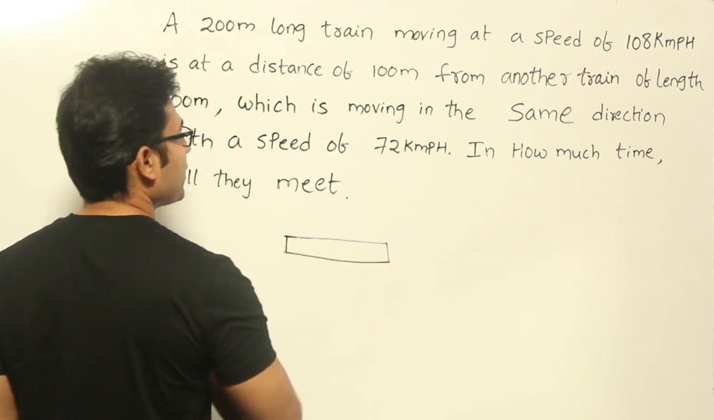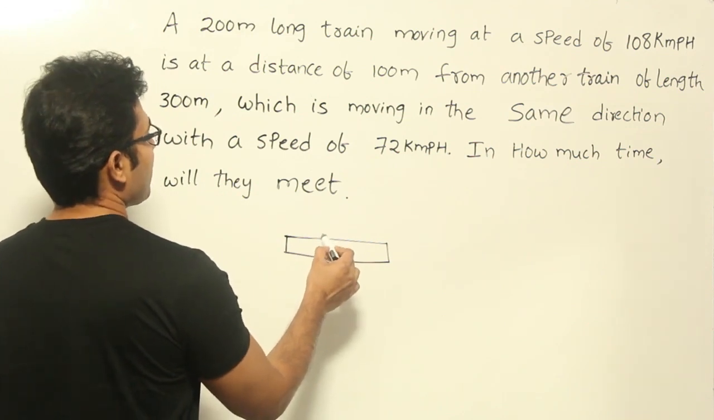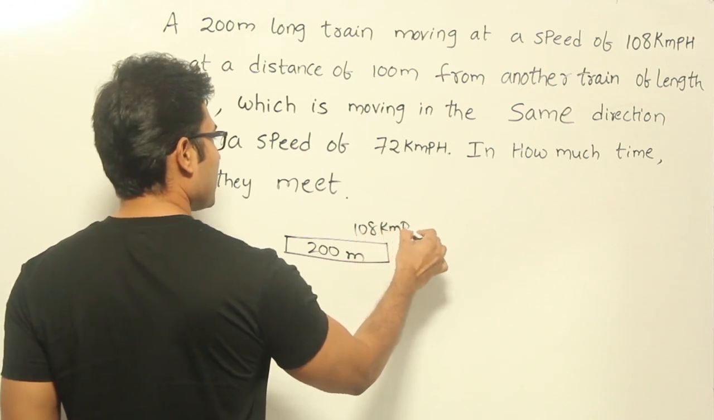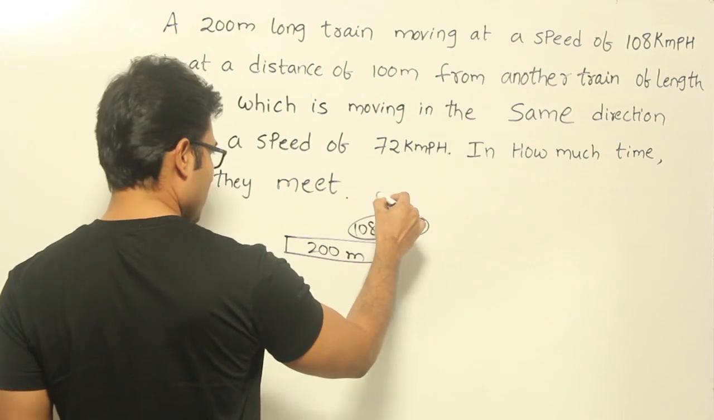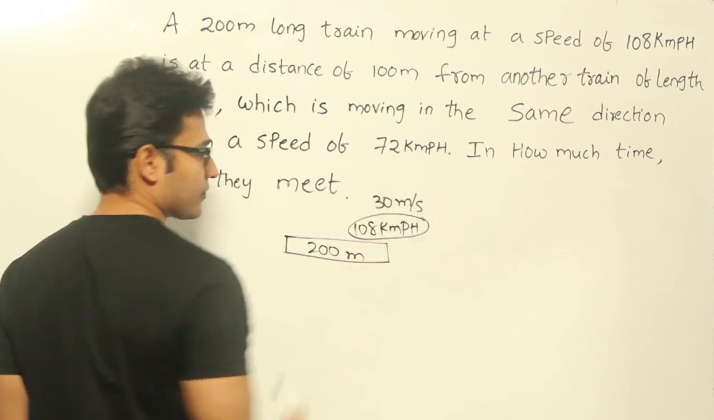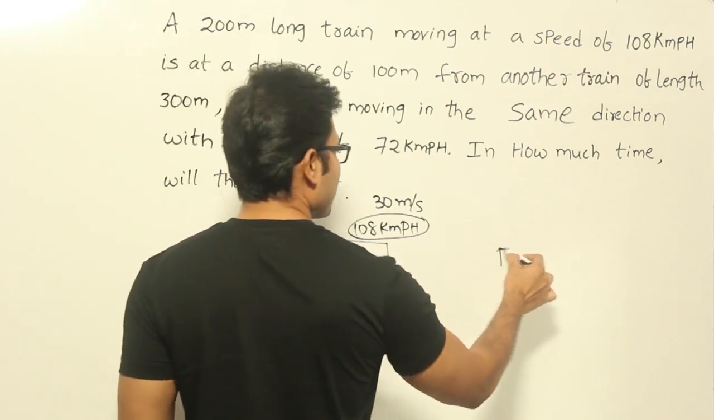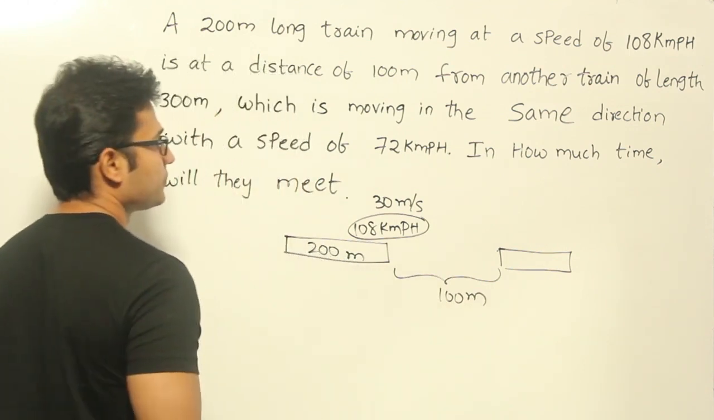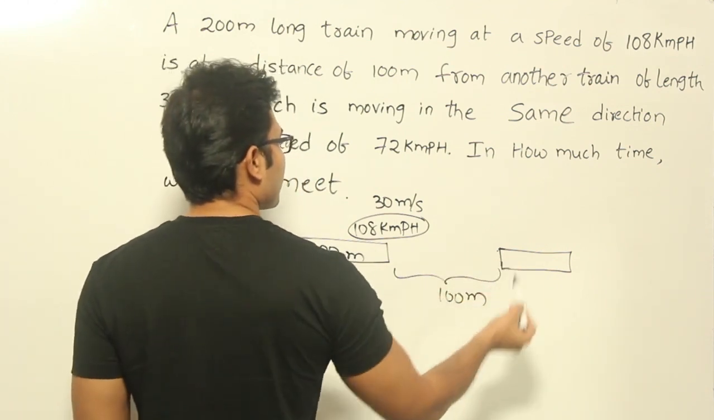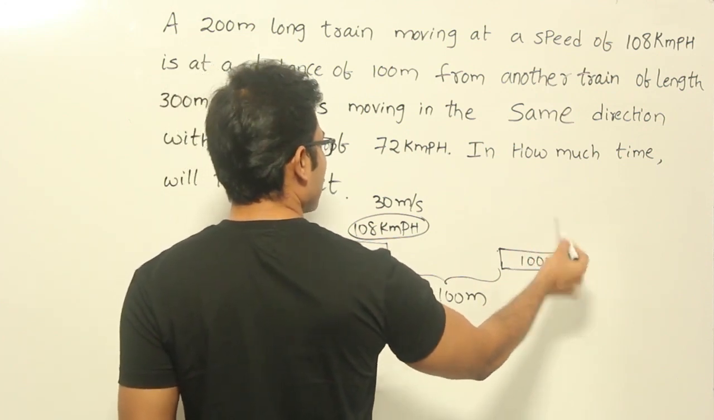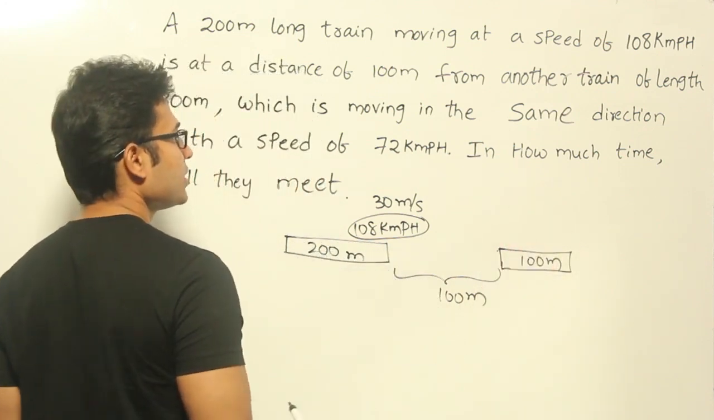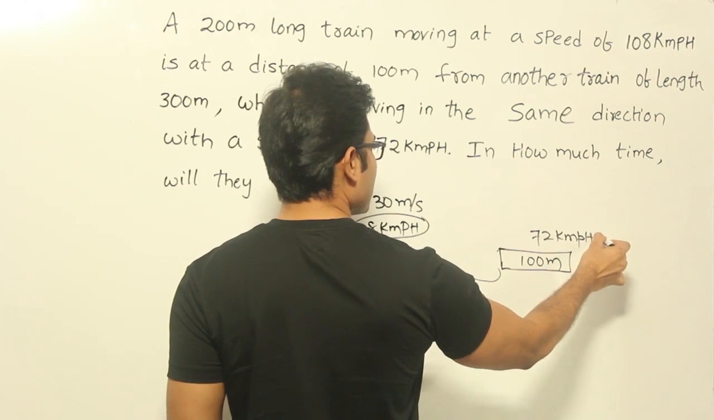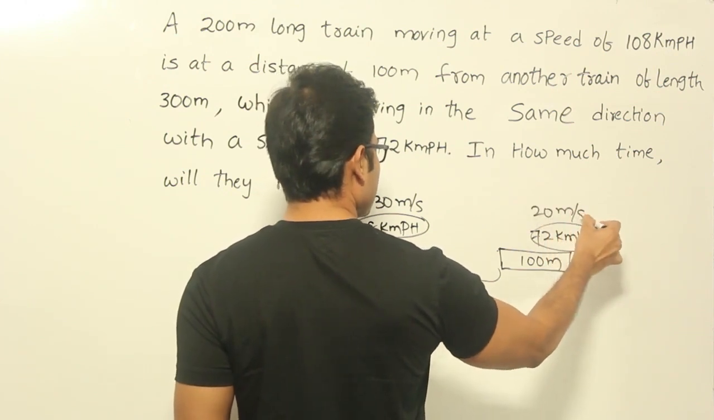We know that one train is of length 200 meters and it is moving at a speed of 108 kilometers per hour, and we have seen that 108 kilometers per hour is equal to 30 meters per second. Then the other train is at a distance of, let's say, 100 meters. Its length is 100 meters and the speed is 72 kilometers per hour, which we converted into meters per second, and we found that it is 20 meters per second.